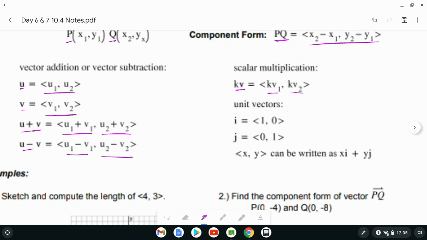And then unit vectors, obviously a unit vector has one unit. So if you have a unit vector where the horizontal component is 1 and the vertical component is 0, we can use the letter i to represent that. And then the unit vector for a vertical component of 1 and a horizontal component of 0 can be written as j. So x comma y as a unit vector can be written as xi plus yj.